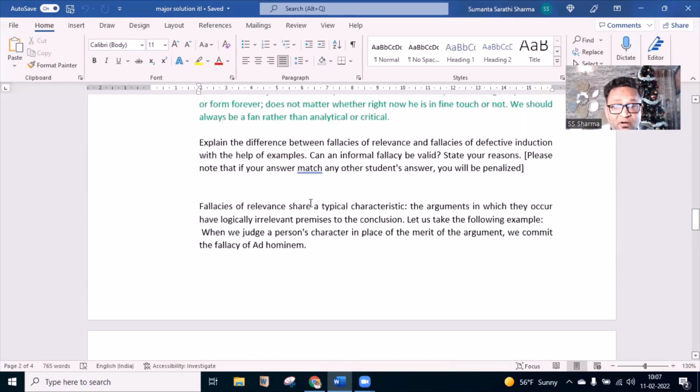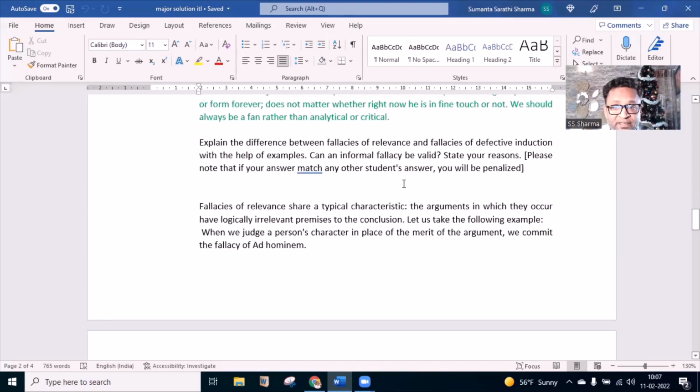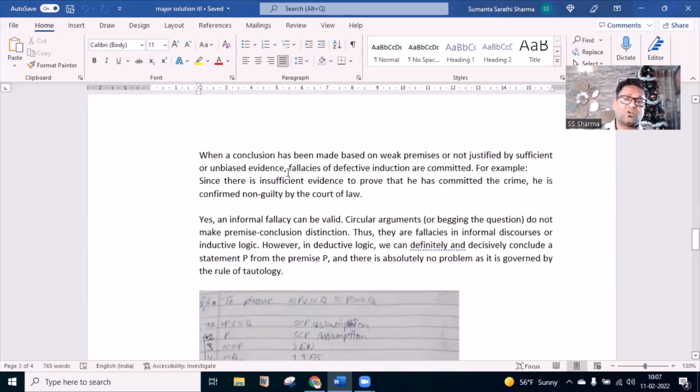Okay. Yes, an informal fallacy can be valid. Now this is the answer to the question which was asked over here: can an informal fallacy be valid? The answer is yes, an informal fallacy can be valid. This might be a shocker for a lot of students, right? Why? Circular arguments or begging the question do not make a premise-conclusion distinction. Thus, they are fallacies in informal discourse or inductive logic. However, in deductive logic, we can definitely and decisively conclude a statement P from the premise P, and it will be a tautology, right? And there is absolutely no problem, as it is governed by the rule of tautology.